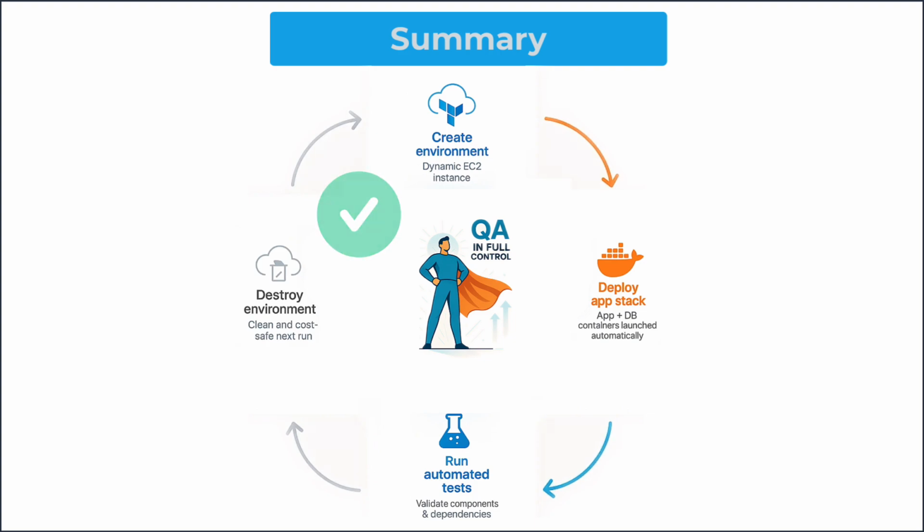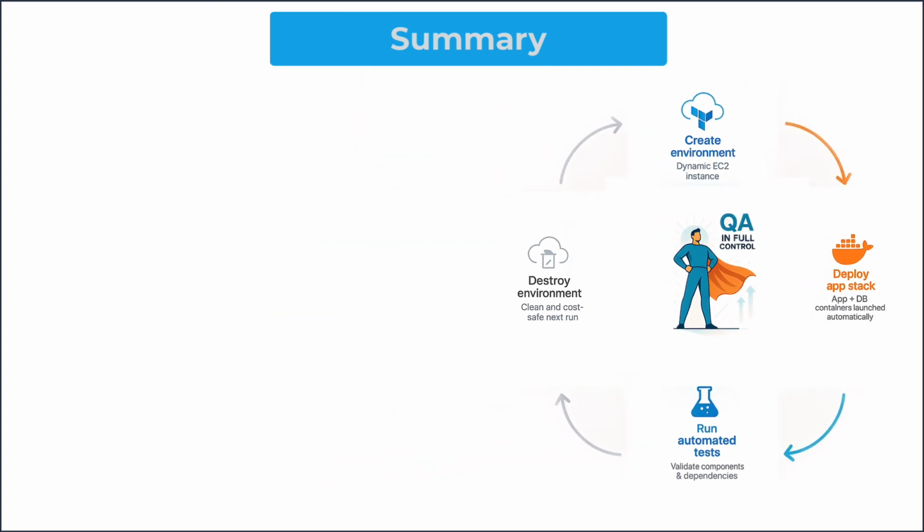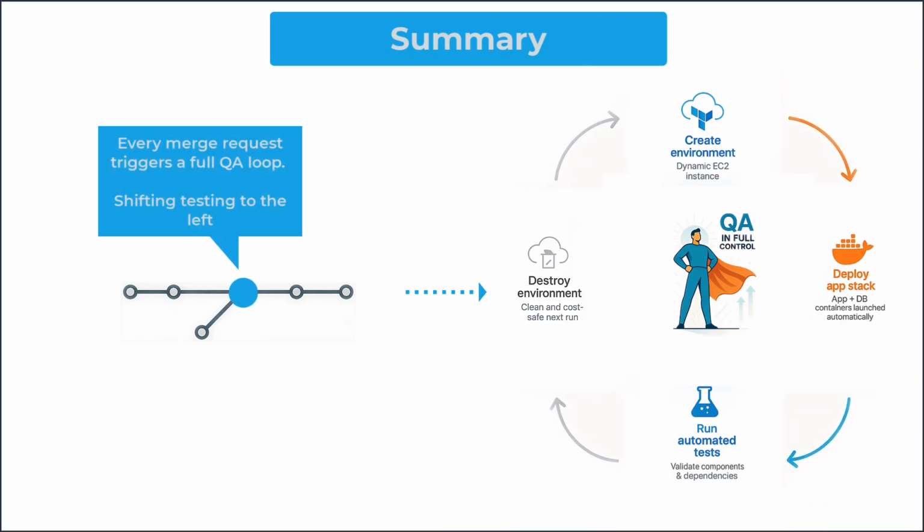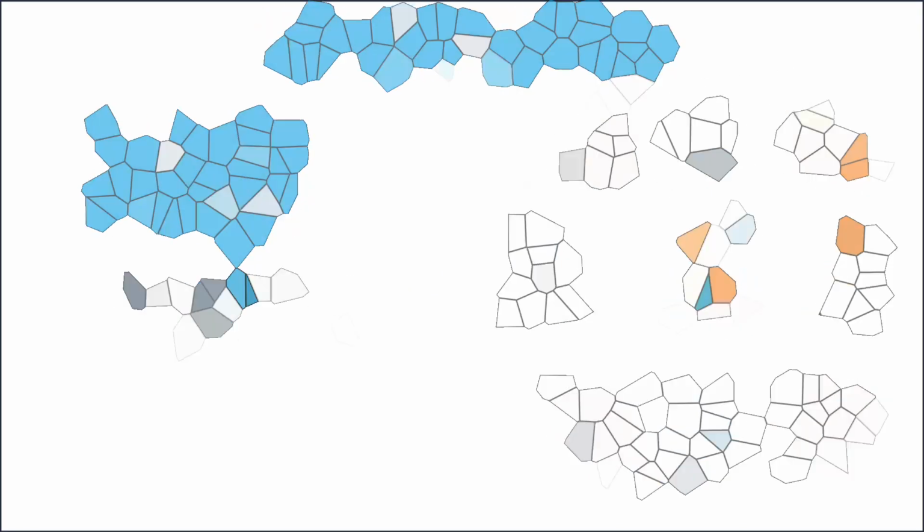And the best thing, guys, now imagine this same process running inside a merge request. Every time code changes, a fresh environment spins up, the tests run immediately and feedback comes early. That's how QA can truly shift left.